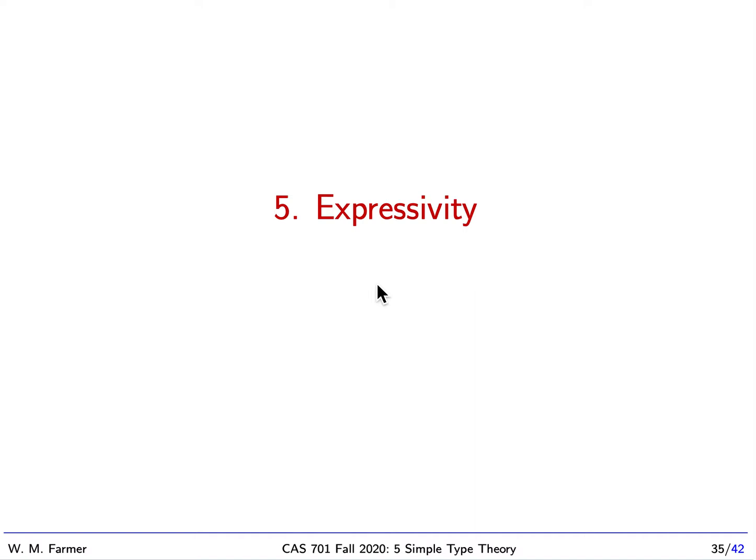Welcome to McMaster University course, Computing and Software 701, Logic and Discrete Mathematics. We're going to continue talking about the topic of simple type theory, and today we're going to talk about the expressivity of simple type theory.